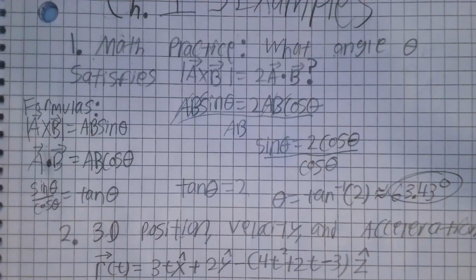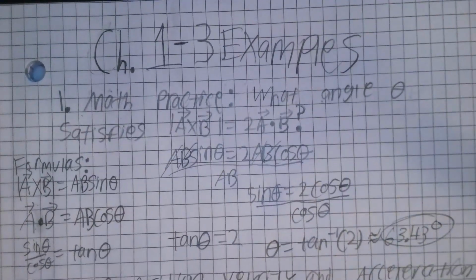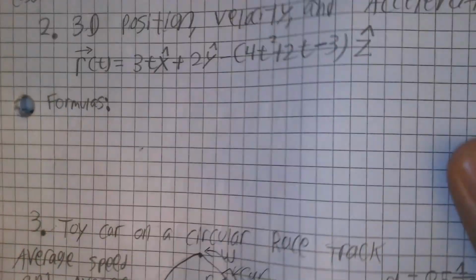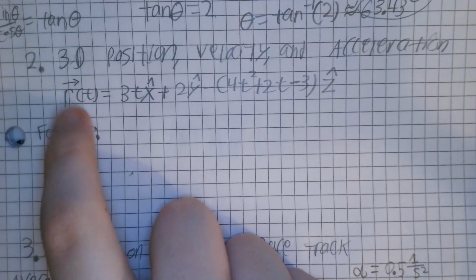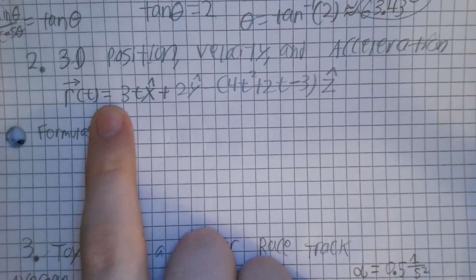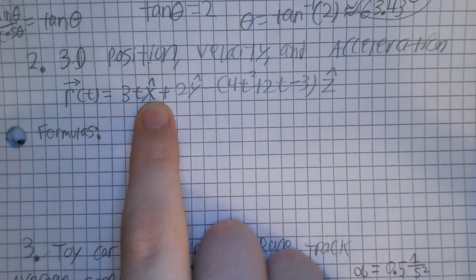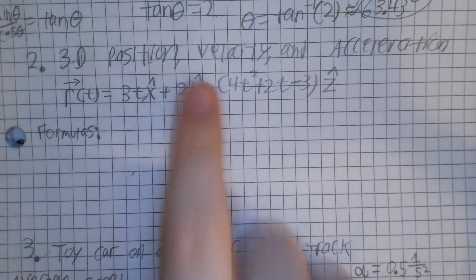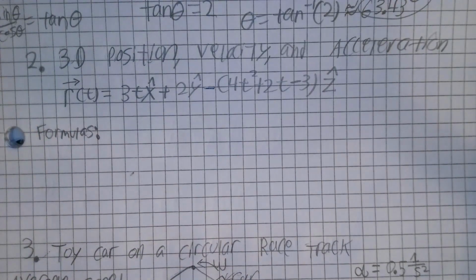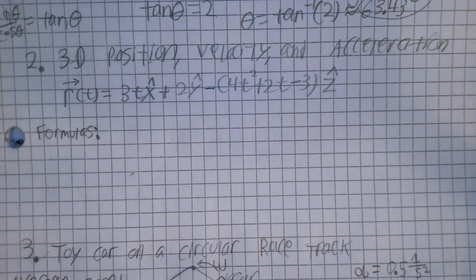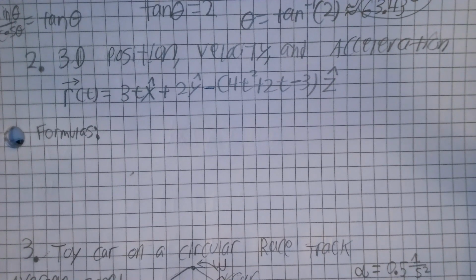All right. Next up, this is going to be a 3D position, velocity, and acceleration vector. So right here we have r of t equals 3t in the x hat plus 2 in the y hat, and then minus the quantity 4t squared plus 2t minus 3 in the z hat.